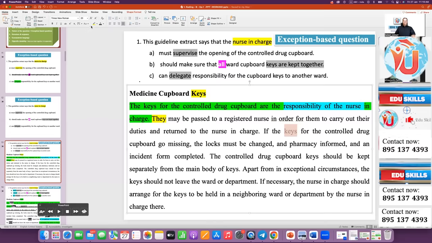if the keys for the controlled drug cupboard are missing, the locks also have the taste of key. It's fine. We'll not highlight it now. The cupboard keys. Again, keys are the keyword. Main body of keys. Yeah, this is what you have to understand. Every text will have this repetition of the keyword.